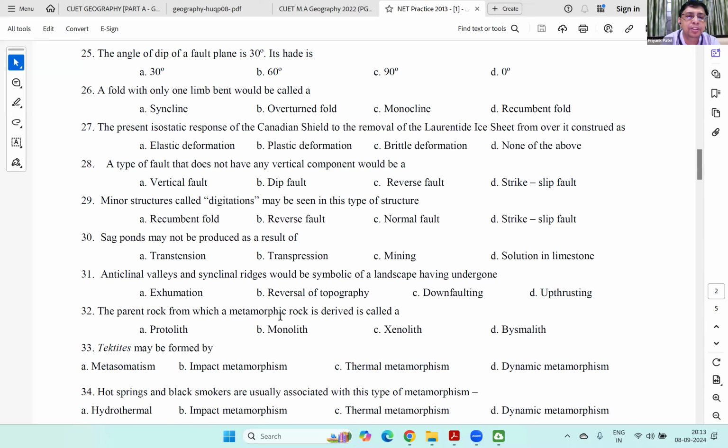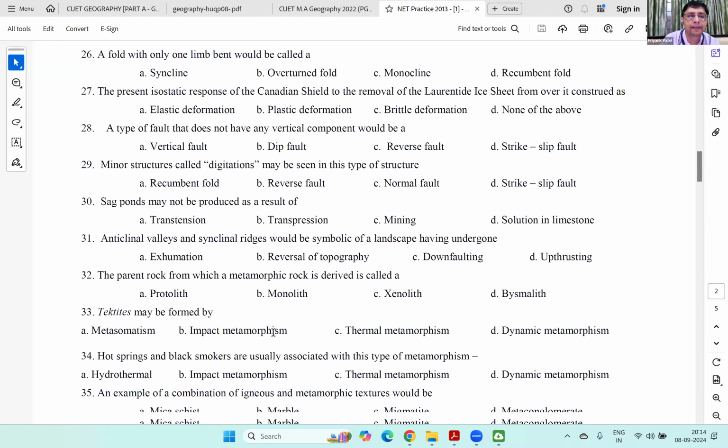Then hot springs and black smokers are associated with what type of metamorphism? Hydrothermal, impact, thermal, dynamic. Right? এর আগের question থেকে answer-টা চলে আসে. Hot springs and black smokers are usually associated with hydrothermal metamorphism. All right.